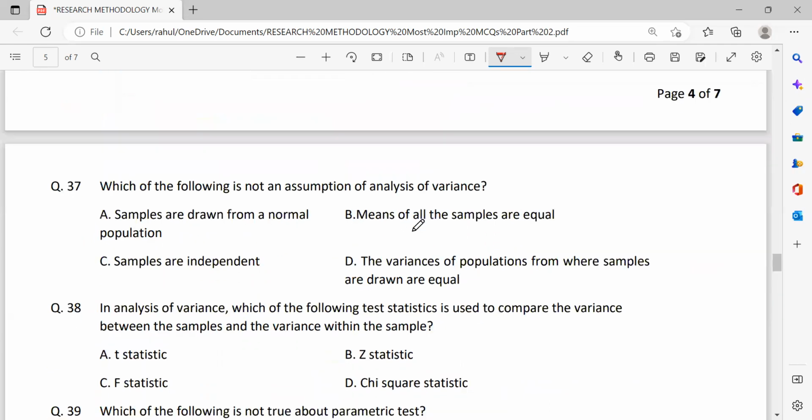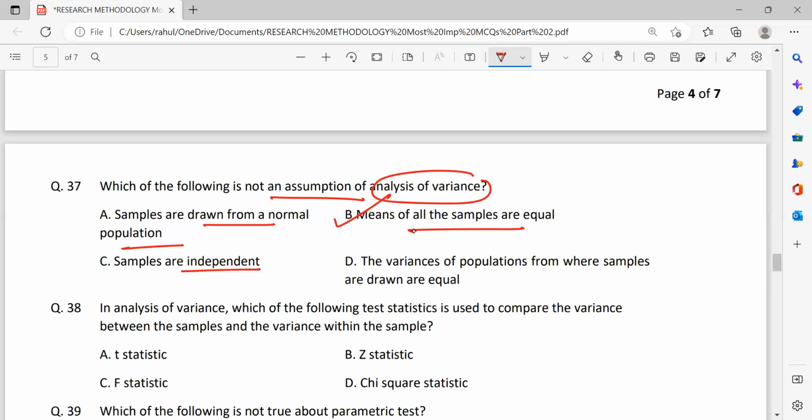Question is, which of the following is not an assumption of analysis of variation? Samples are drawn from normal population, it is an assumption. Means of all samples are equal, it is not pre-assumed. It is not assumed. It is the correct answer here.